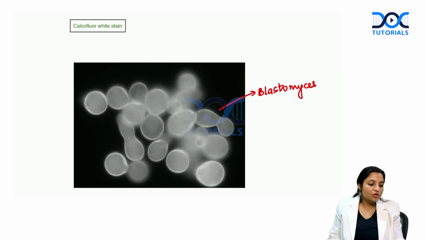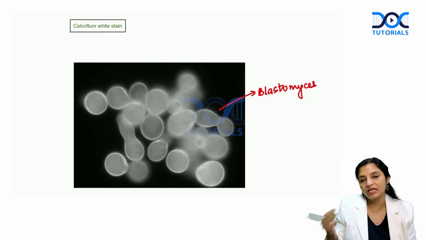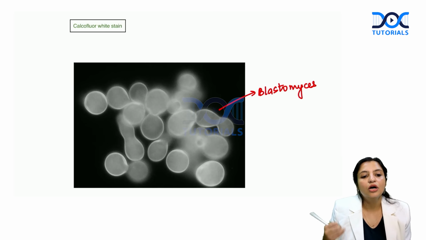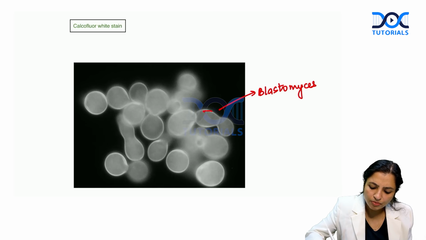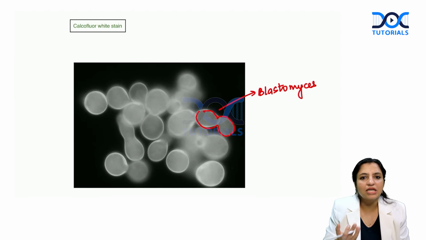Okay, so whatever fungus has chitin or cellulose, it will go and bind to it and it starts giving fluorescence. Okay, so when you see a broad based bud here, like in this case it is blastomyces. So that is calcofluor white, which is a rapid stain.